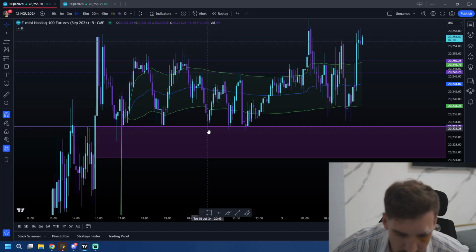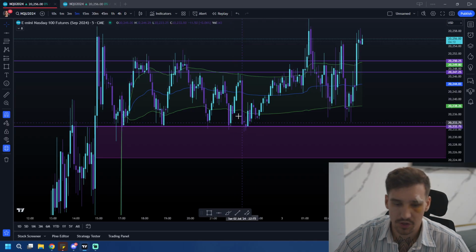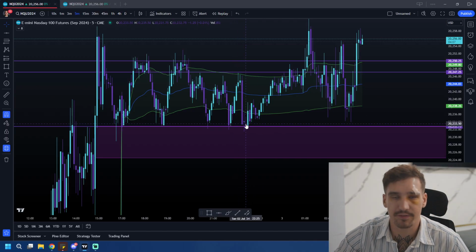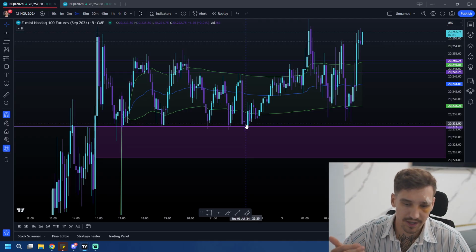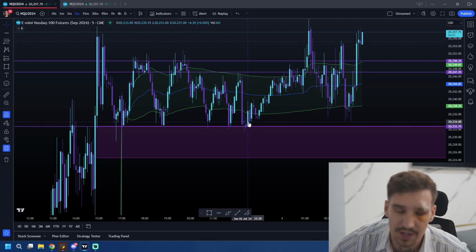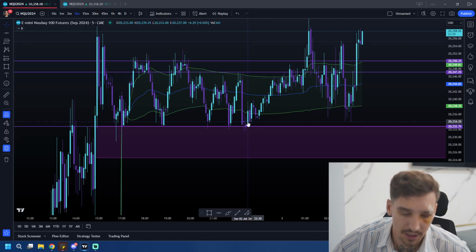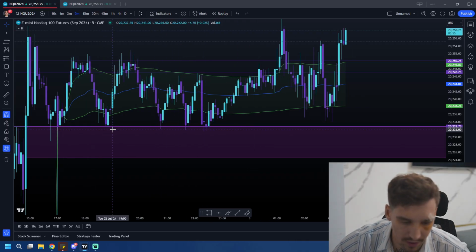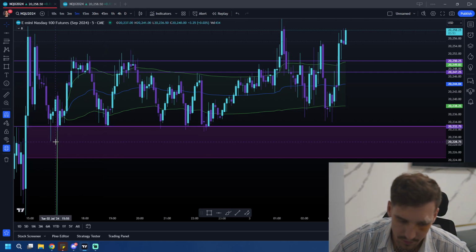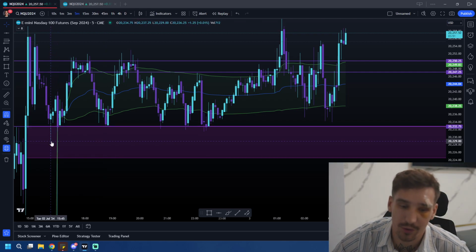It tapped into it once right here. It just brushed it right there. And then it swept it just a little bit more over here. So after this massive cliff dive that we've been watching, we've been patient because patience pays. We've been sitting here watching the charts. It's a fair bet to assume that it's going to sweep one of these lows here. Could it be this one? We don't know.